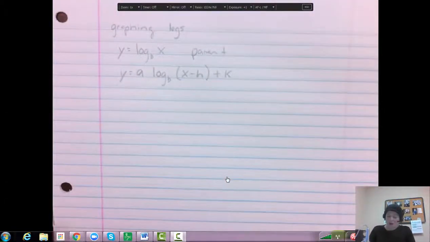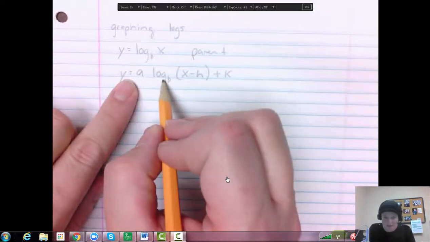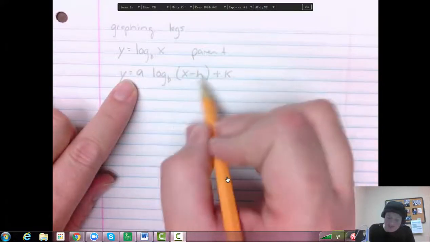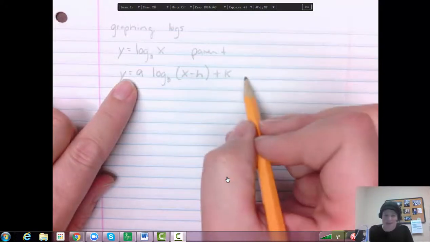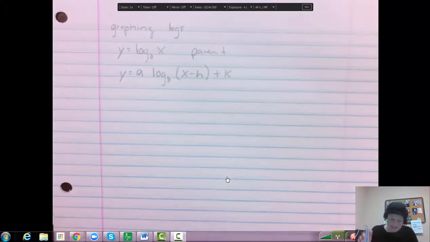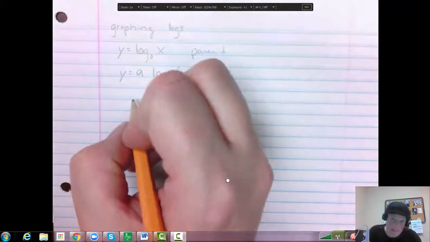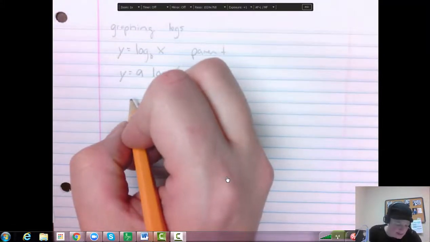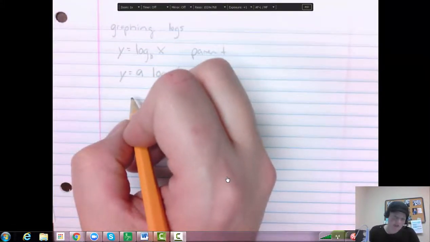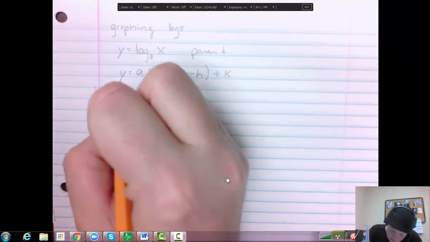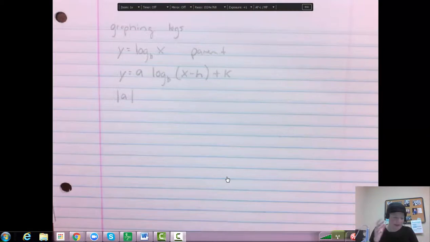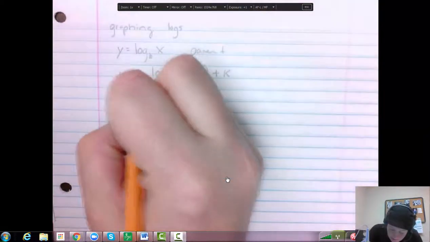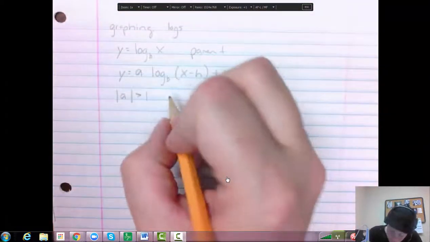So here we go. We have our a timesing things by the log. We have our h that's inside by the x in the actual function. And we have our k outside. So remember the a, we don't care if it's positive or negative, it is going to cause a stretch if it's greater than 1. So the absolute value of a, meaning any positive or negative, if it's greater than 1, it is going to cause a vertical stretch.